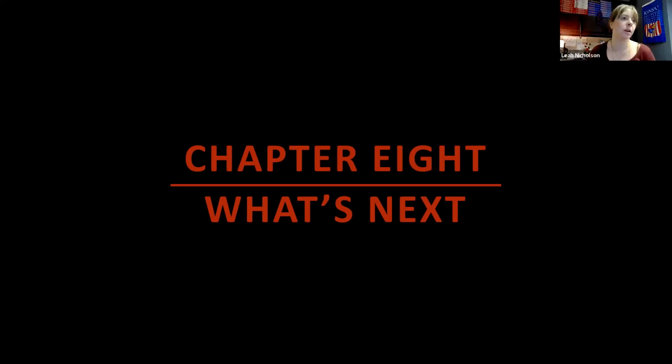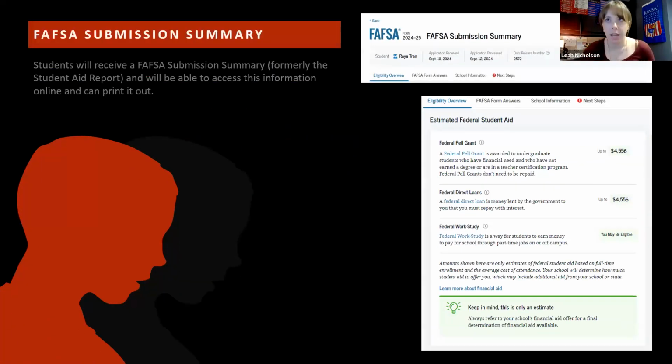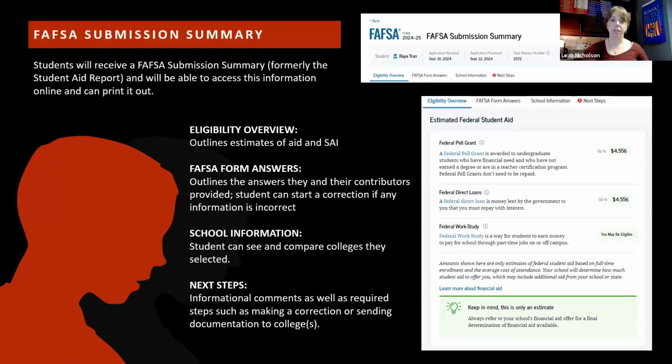All right, so what happens next? After a student and their contributors are done submitting their portions of the FAFSA form, they'll fully submit the form, and the student will then receive a FAFSA submission summary. This used to be called the Student Aid Report, the SAR. This is now going to be called the FAFSA submission summary. The student will be able to access this information online, and they can also print out a full version of this. And this FAFSA submission summary is broken down into 4 different sections.